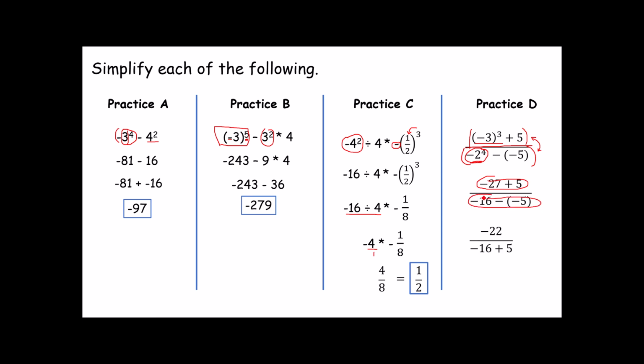And then I'm going to add the bottom. Negative 16 plus 5 is negative 11. Together, negative 22 over negative 11 gives me a positive 2. Again, the purpose of this video is just to highlight some spots that are trouble spots and to give us an opportunity to talk about those a little more closely. Hopefully it's been something that's been helpful to you.